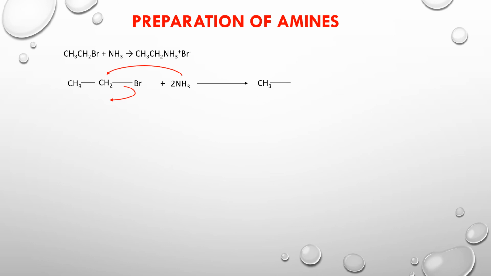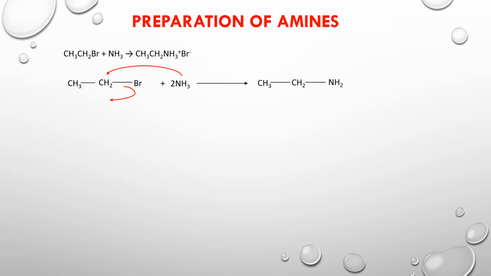One of the important things we have to keep in mind at this stage is nitrogen should have only 3 bonds, which is why you cannot replace the Br with NH3. It has to be NH2. So the nitrogen can have the 3 bonds.